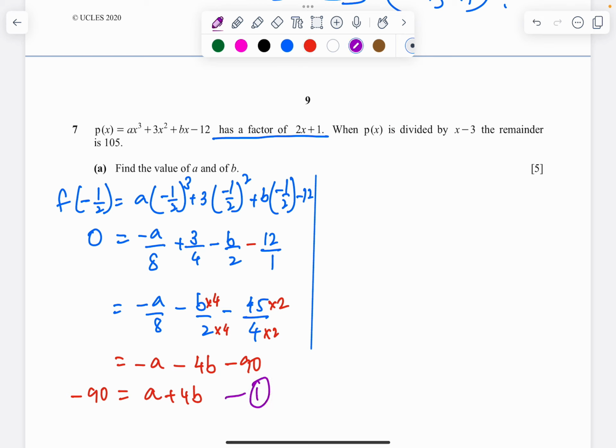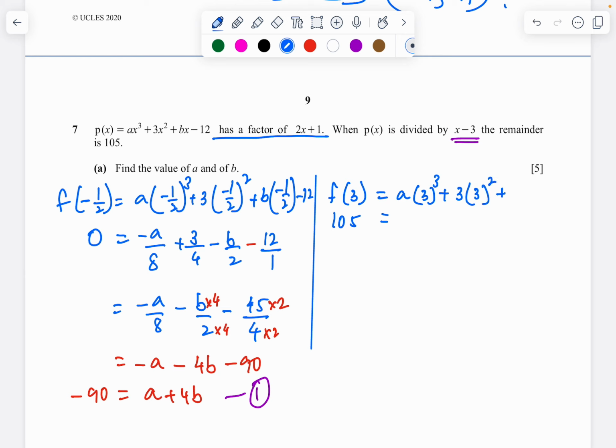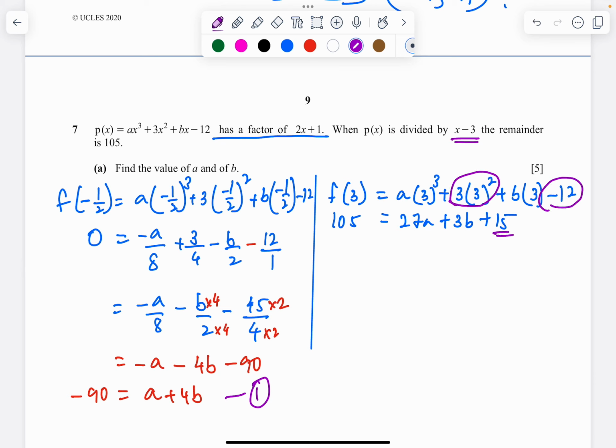And also it is given that x minus 3, so f of 3, the remainder is 105. So a times 3 cubed plus 3 times 3 squared plus b times 3 minus 12. So this gives me 27a plus 3b plus 15, because this is 27, right? 27 minus 12 is 15. Okay, so then 27a plus 3b is equal to 90.